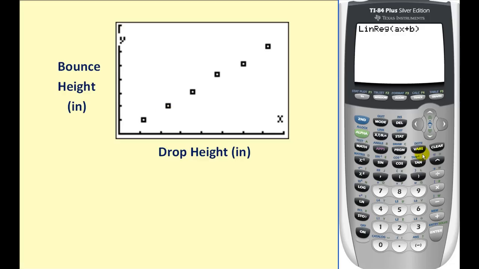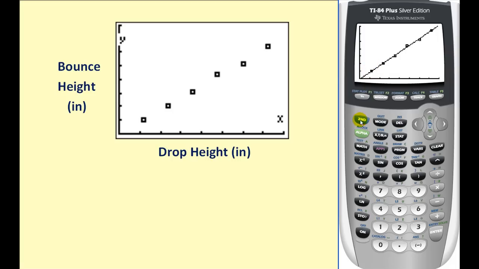So if we press vars, right arrow once to y-vars, Enter, and then Enter, it will now store this equation in y1. So if we press Enter, we see the value of a, which is our slope, and value of b, which is our y-intercept. If we press y equals, we will see the same equation here. So now if we press Graph, the line graphs right on top of the points, and we can see this looks like an excellent model.